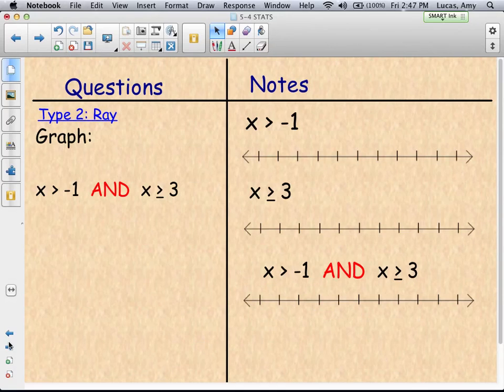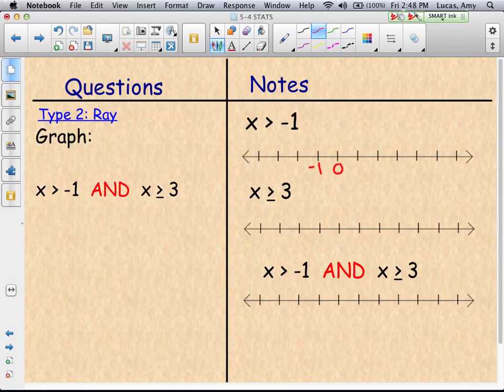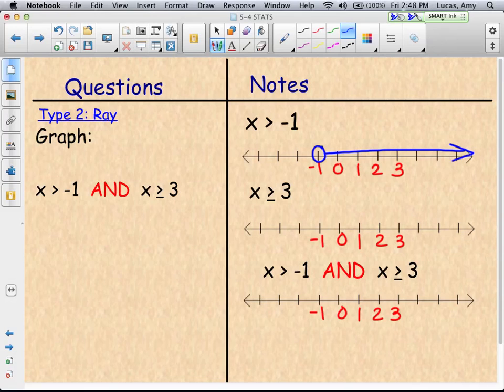Type 2 is going to be a ray. If I graph these, I'm going to line up my number lines again. So -1 to +3 I need this time. Going to graph them individually, and then I'm going to think about what they look like if I combine them. So greater than -1, open circle to the right, greater than or equal to 3, closed circle to the right.